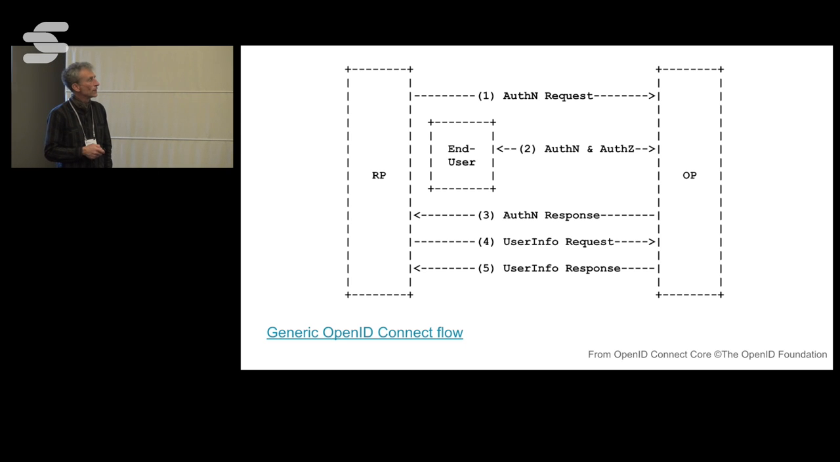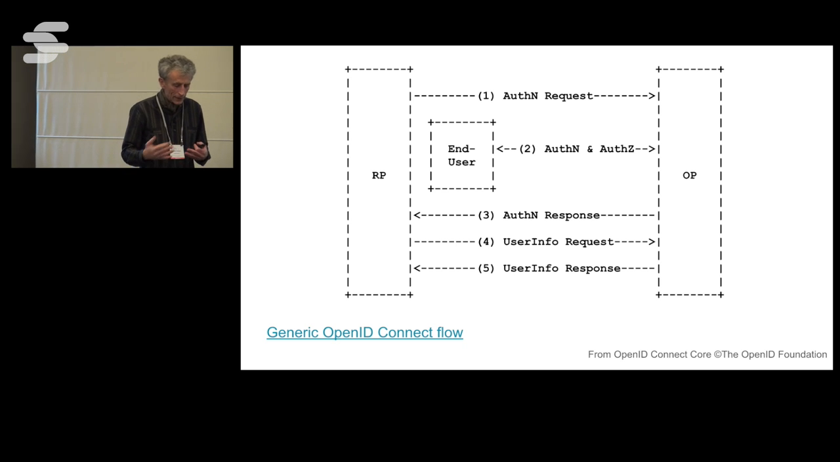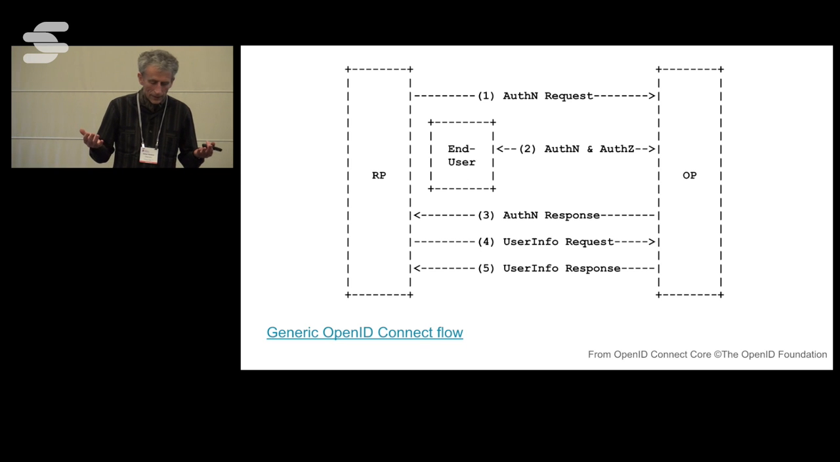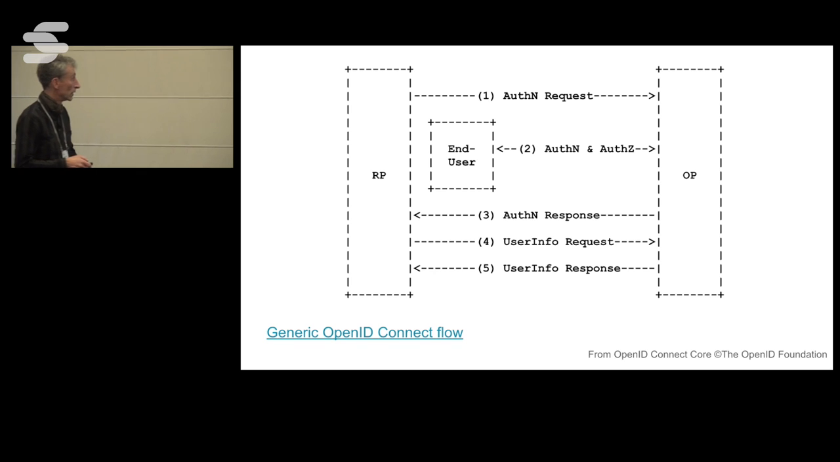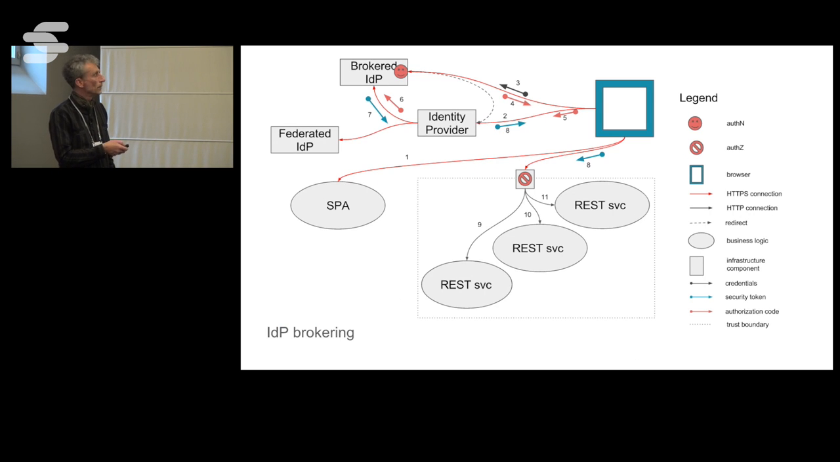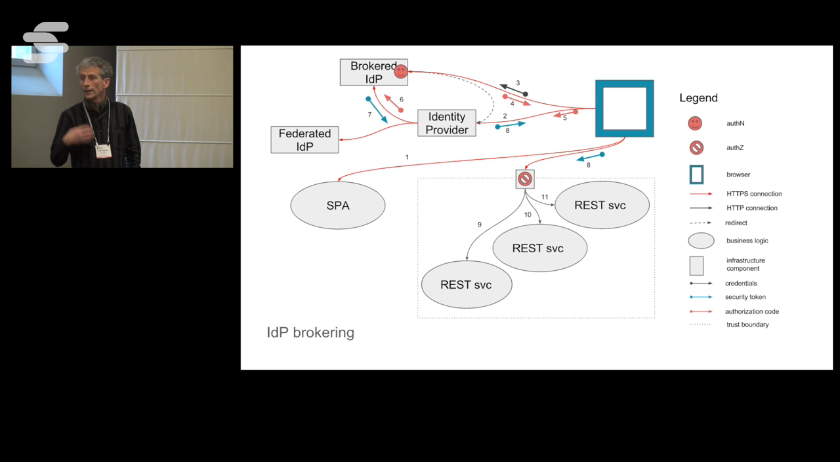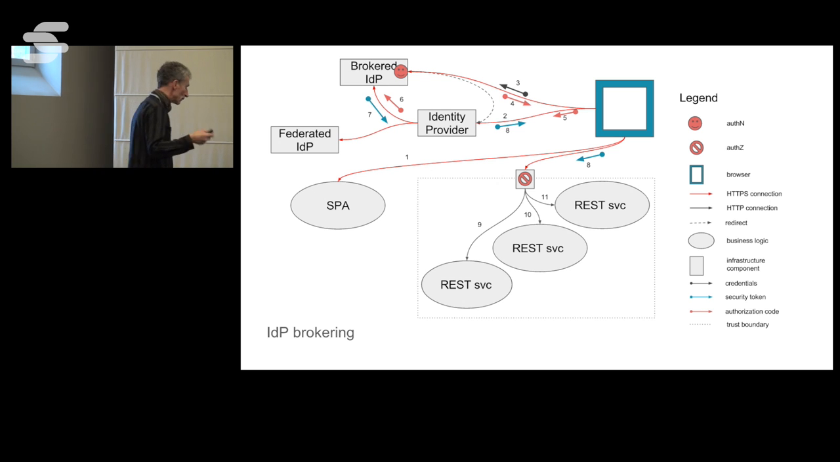The relying party is a generalization of client and backend. Basically, anyone who is relying on tokens that are issued by the OpenID provider. But in our previous flow, the relying party would be the SPA. Well, this would be a SPA. This would be a relying party. The API gateway would be another relying party. Anyone that needs to validate the token.